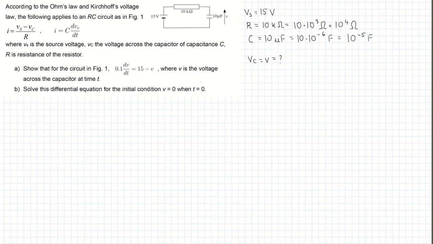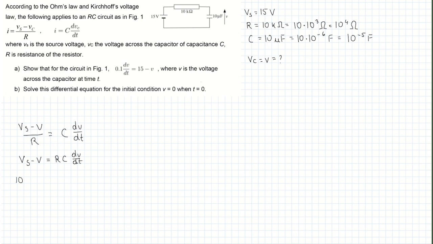First step would be putting what we know into those two equations and making them equal. So we know that Vs minus V over R is equal to C dV over dt. We will multiply both sides by R. Vs minus V is equal to RC dV over dt.